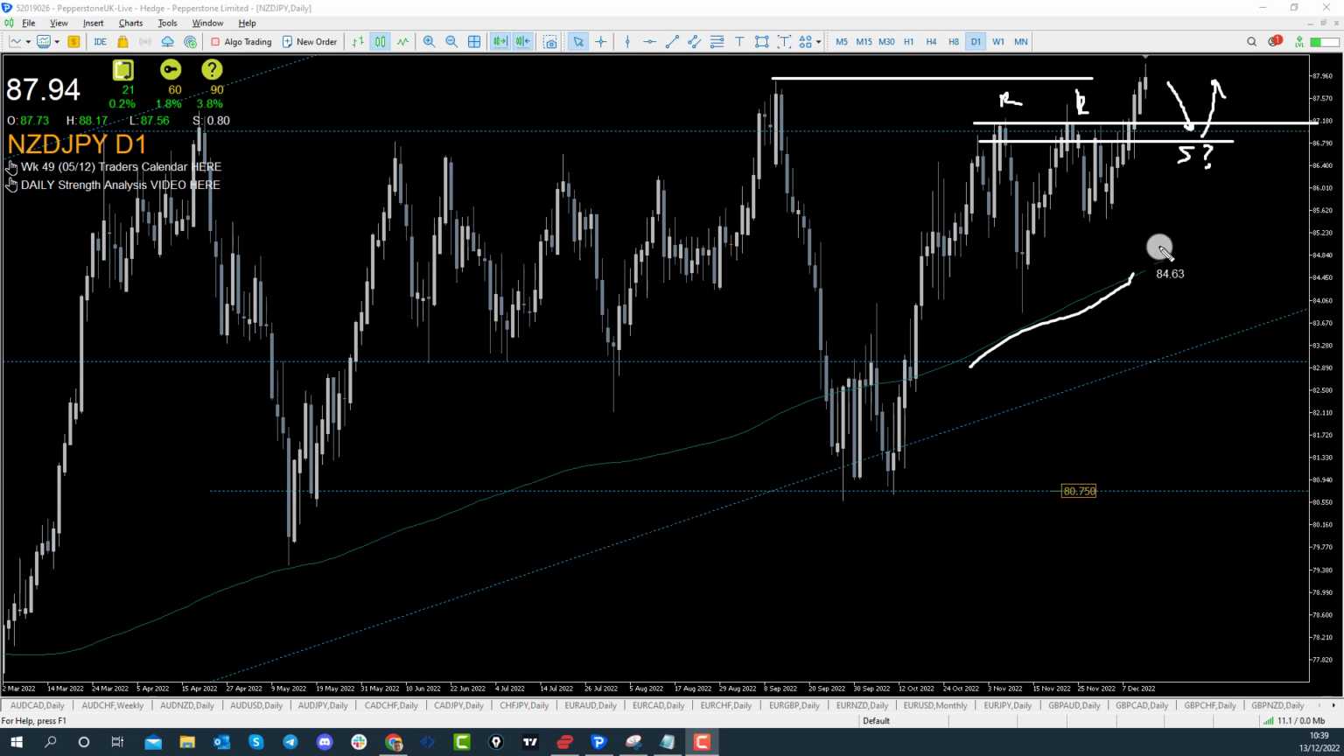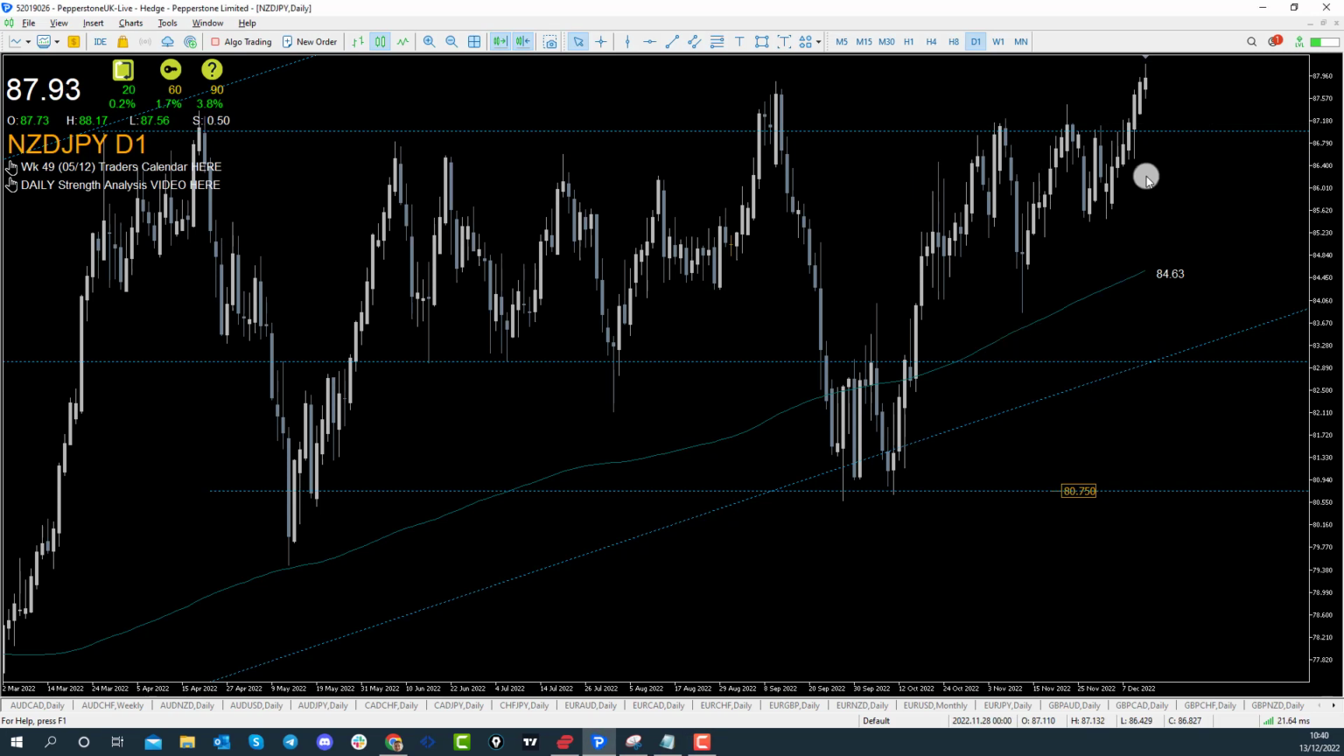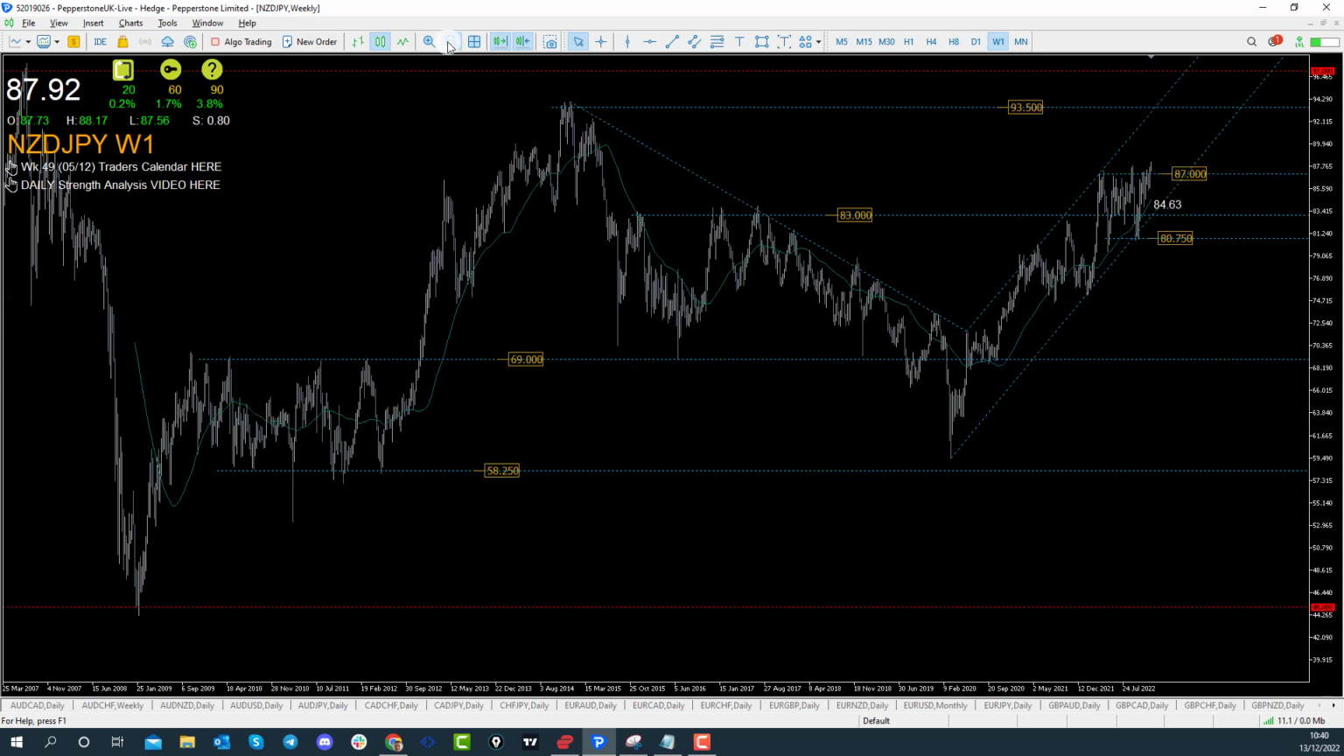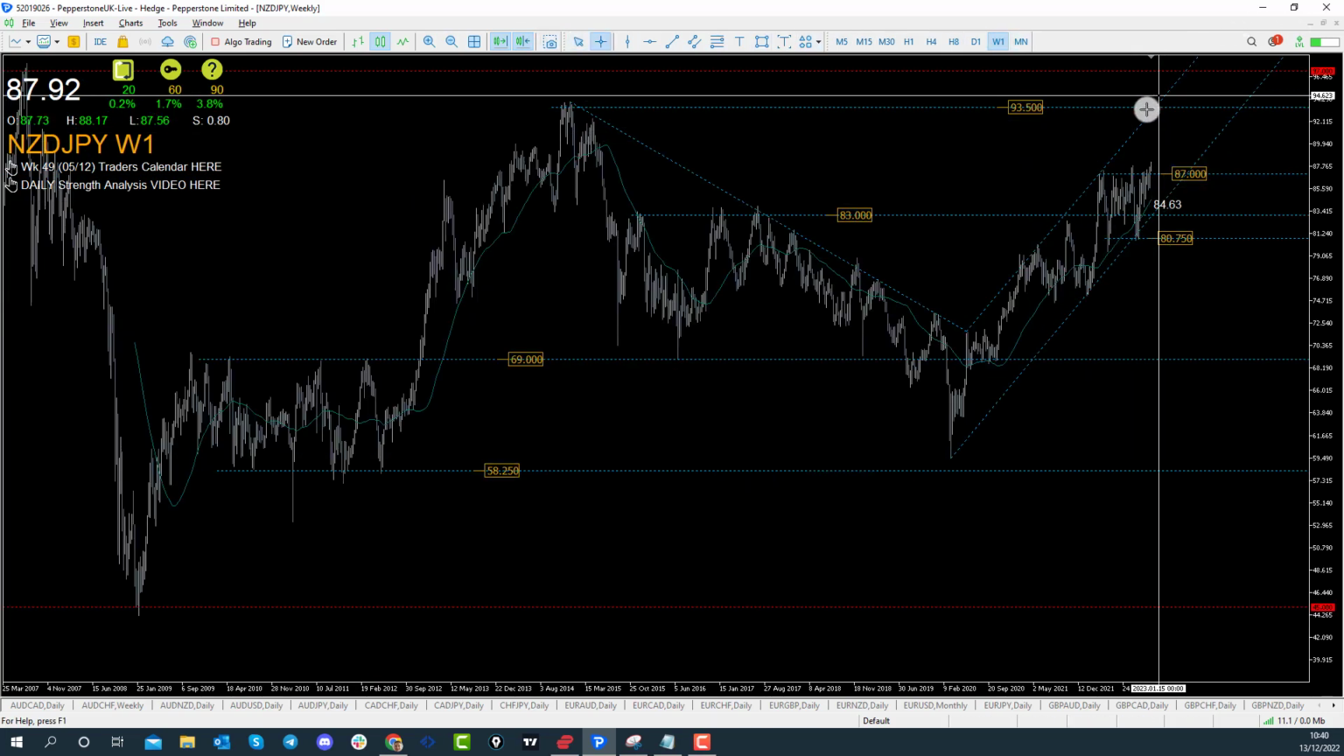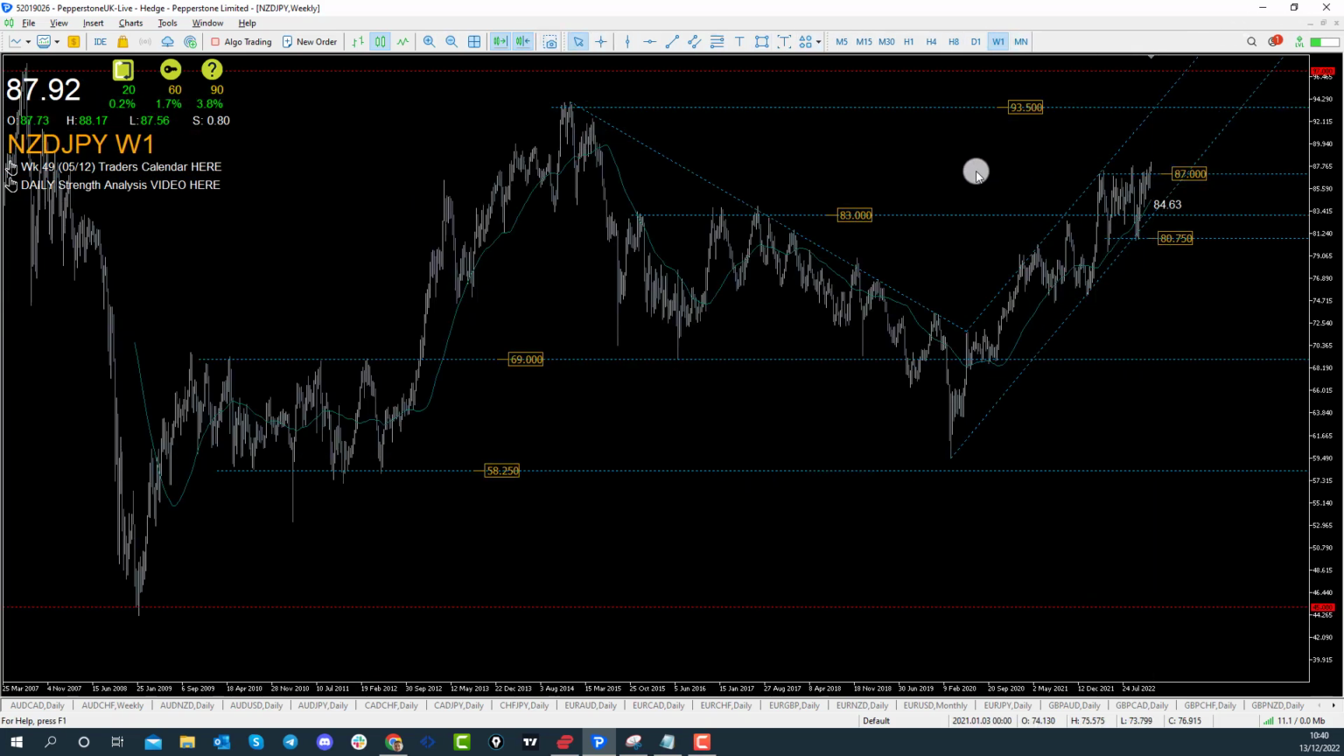We are trading above the 200 moving average as well. We're in a bullish channel, so everything's still suggesting that we could trade to the upside here for Kiwi yen. So I quite like the idea of seeing that move continue to the upside, especially towards this 93.50 handle.